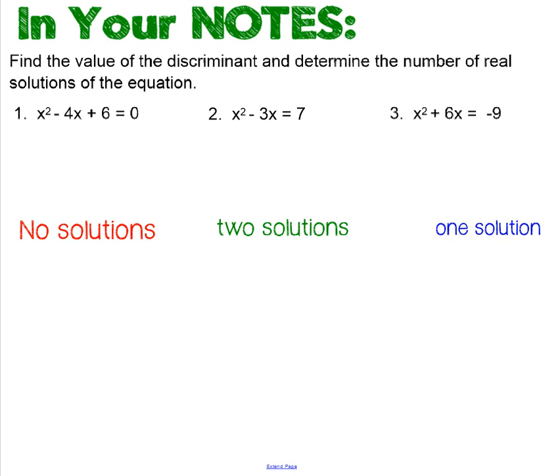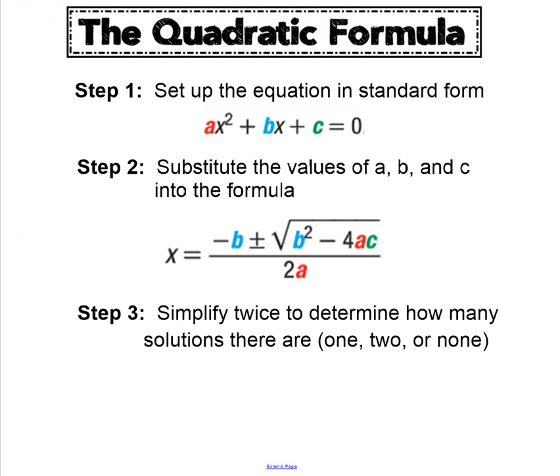But now let's figure out, how do we determine what the actual solutions are? So step 1, make sure it's written in standard form. Step 2, take away all these variables and replace them with their appropriate values. And then step 3, simplify twice. And this is why. You see that funky sign? That's the plus minus sign.